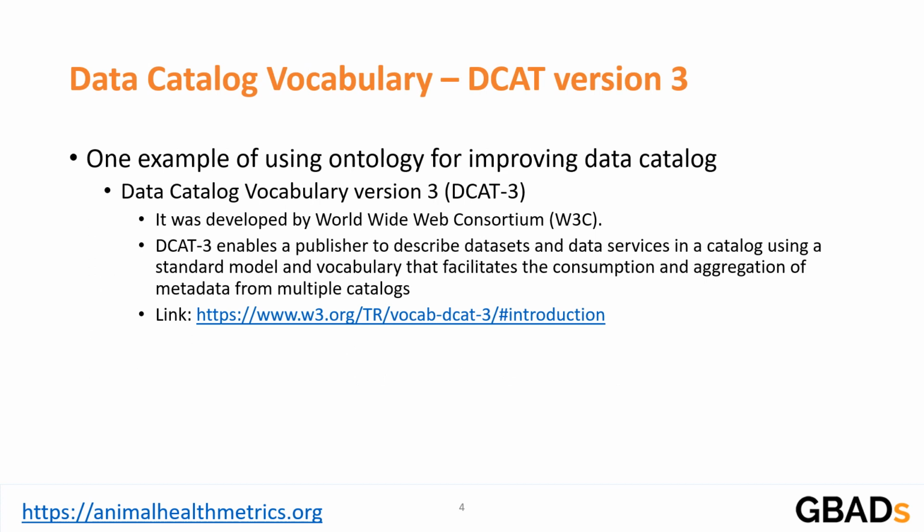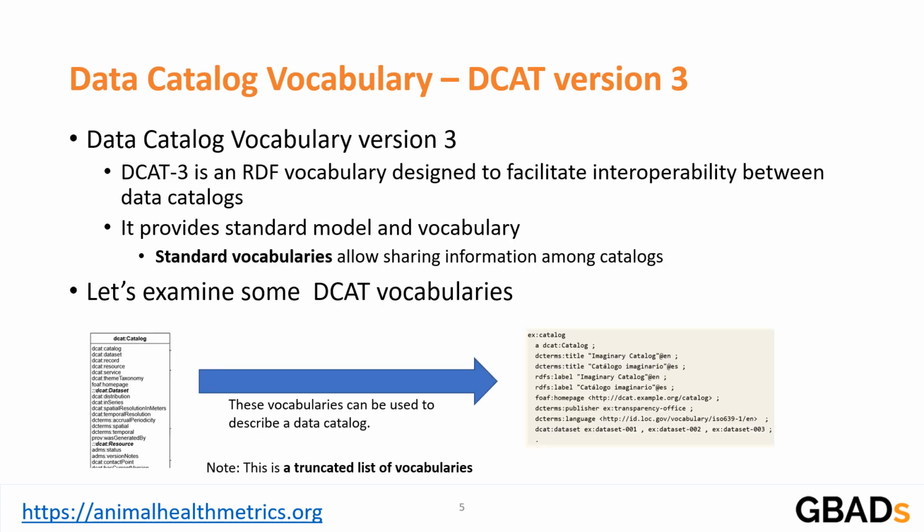One example of using ontology for improving data catalog is using Data Catalog Vocabulary version 3. It was developed by W3C. It allows a publisher to describe datasets and data services by using a standard model and vocabulary. This data catalog vocabulary is designed to facilitate interoperability between data catalogs because all data catalogs use the same standard vocabulary.